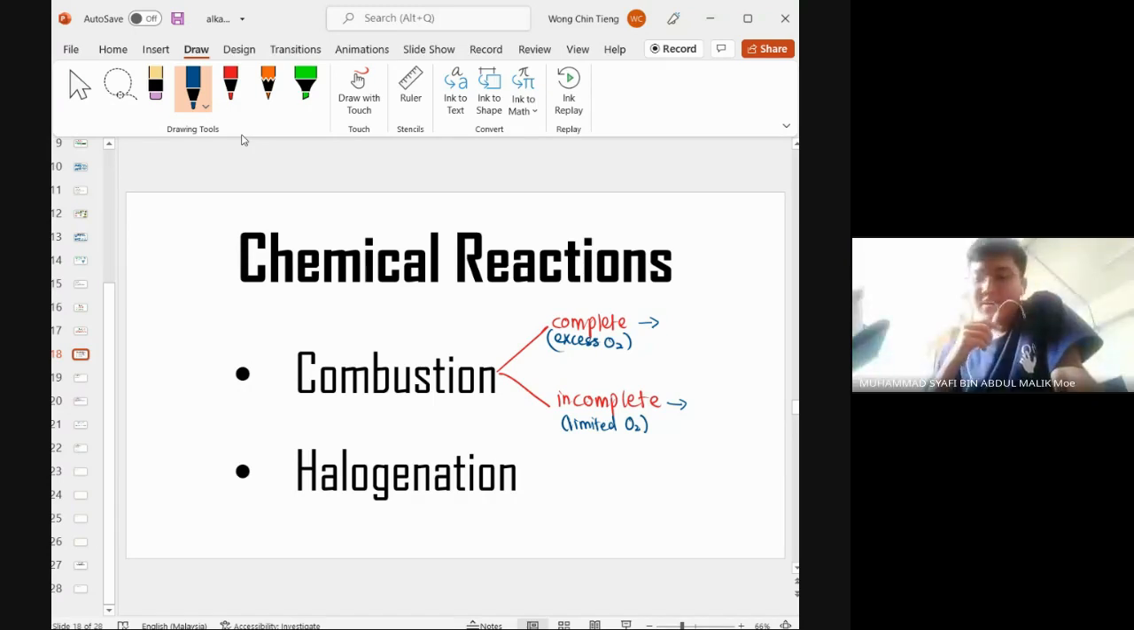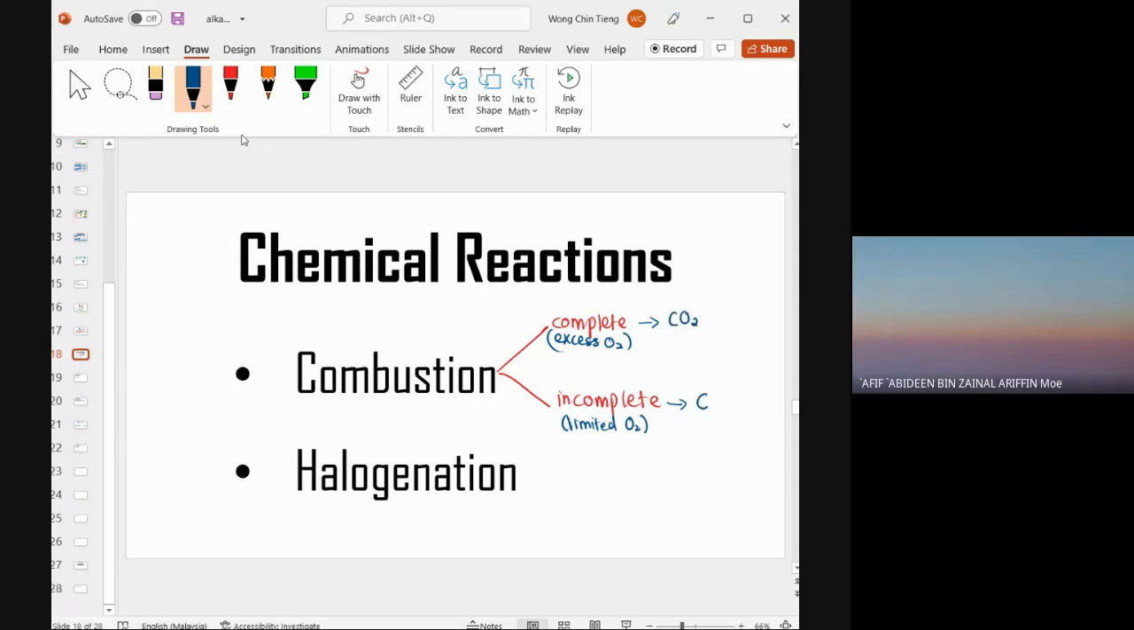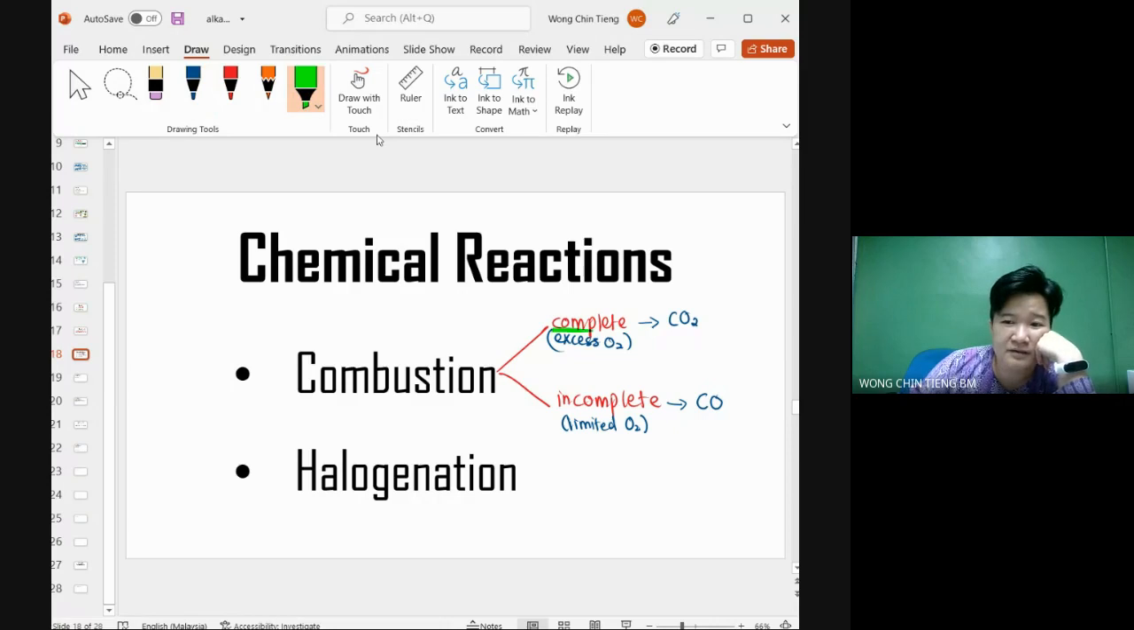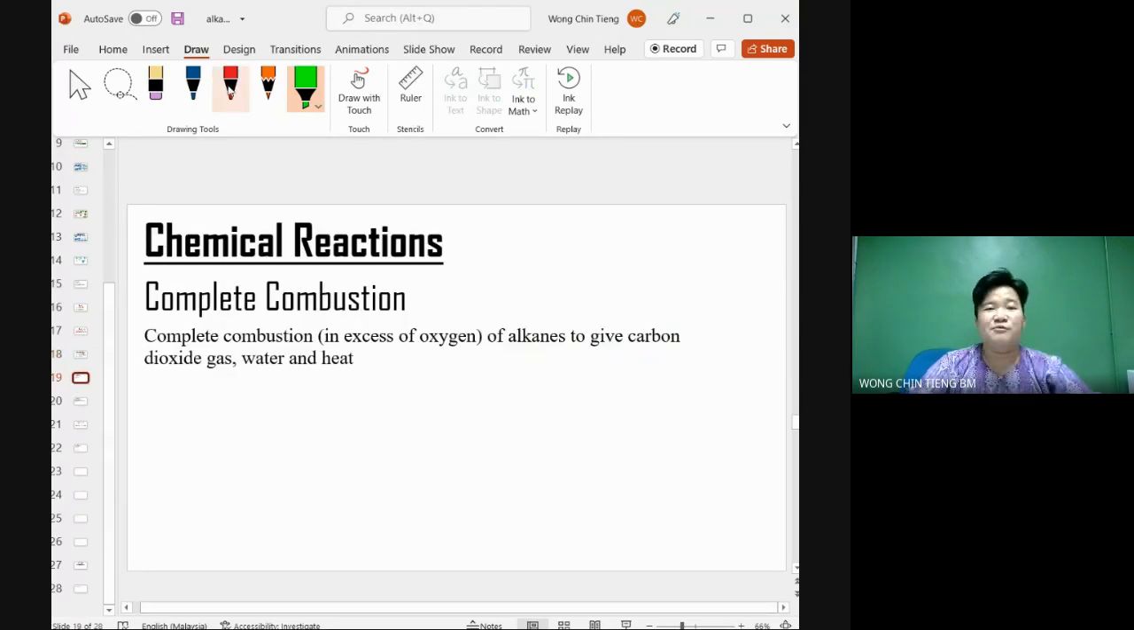Complete: carbon dioxide gas, water and heat. Betul? Water tu sebab sama, so saya nak yang beza je. So complete, we will use excess of oxygen and form carbon dioxide. Incomplete, kita akan guna limited oxygen and form carbon monoxide. Betul? Okay.